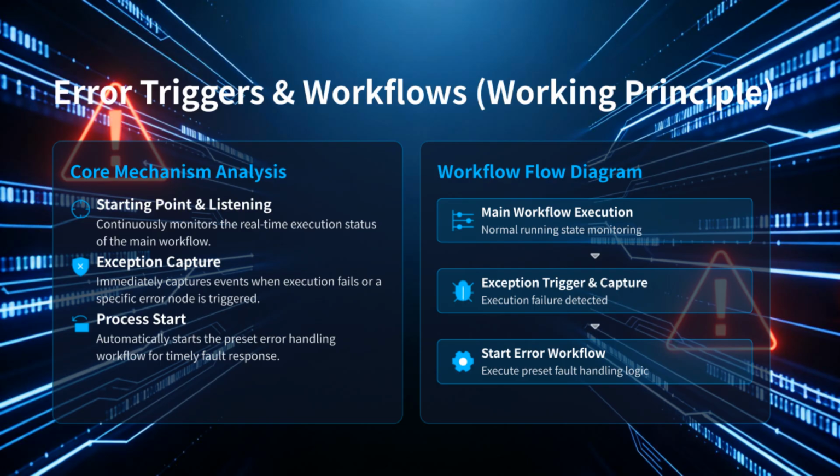Start error workflow: the trigger then automatically initiates your preset error workflow, the problem solver. This workflow contains all the logic needed to handle the error. It can send a Slack/email notification, retry the failed node, backup data, or log the error details for later review. In essence, the error trigger finds the problem, and the error workflow solves it.